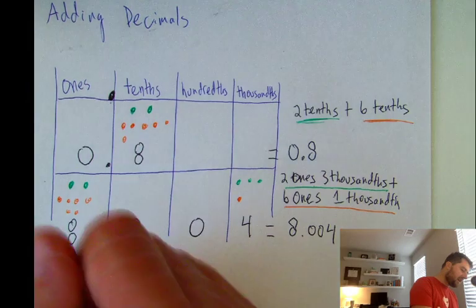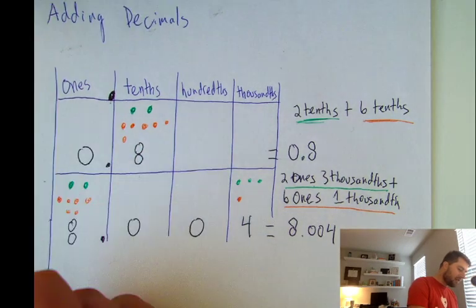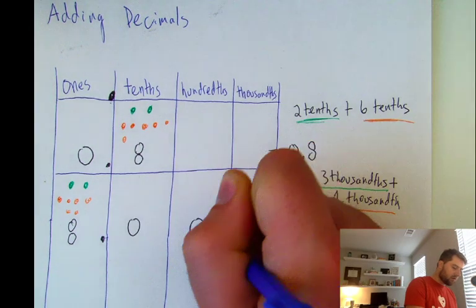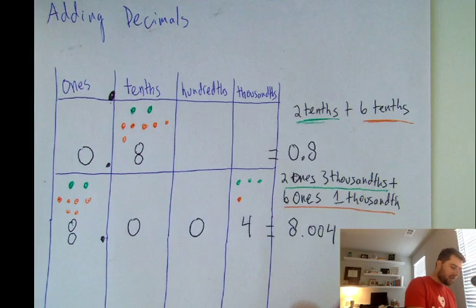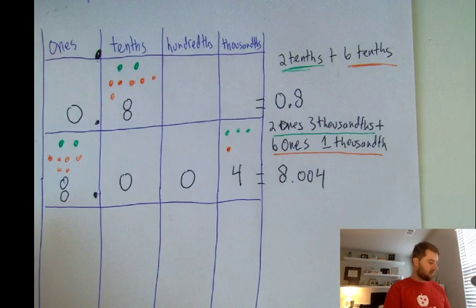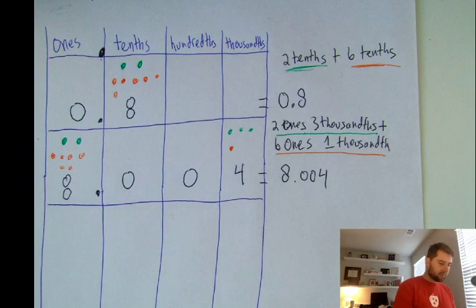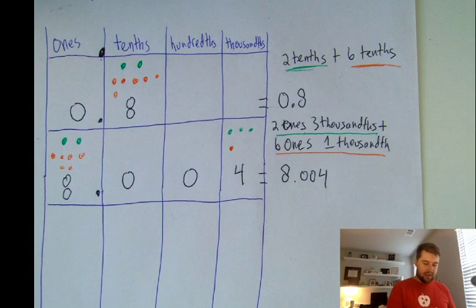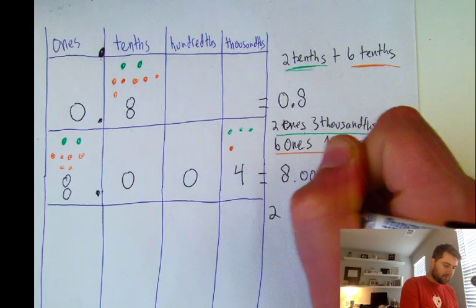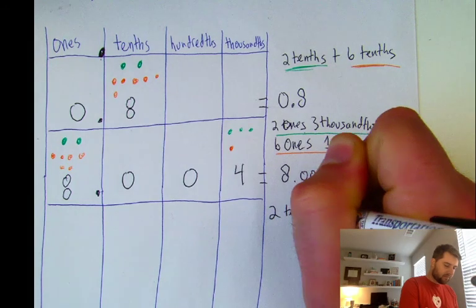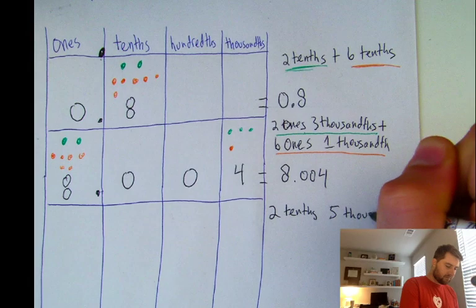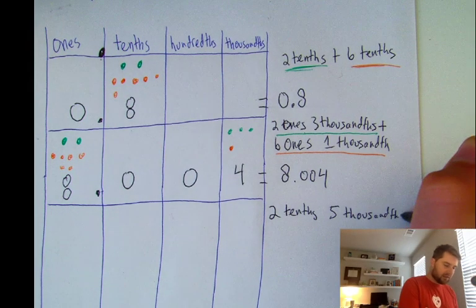I'm going to extend my chart down here a bit. If you need to extend yours, do that too. I'm going to draw another line across here as we attempt problem number 3. All right, problem number 3 is 2 tenths, 5 thousandths, plus 6 hundredths.